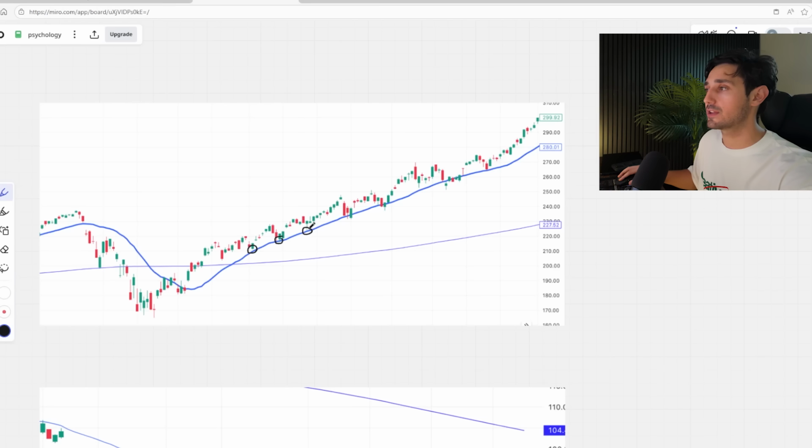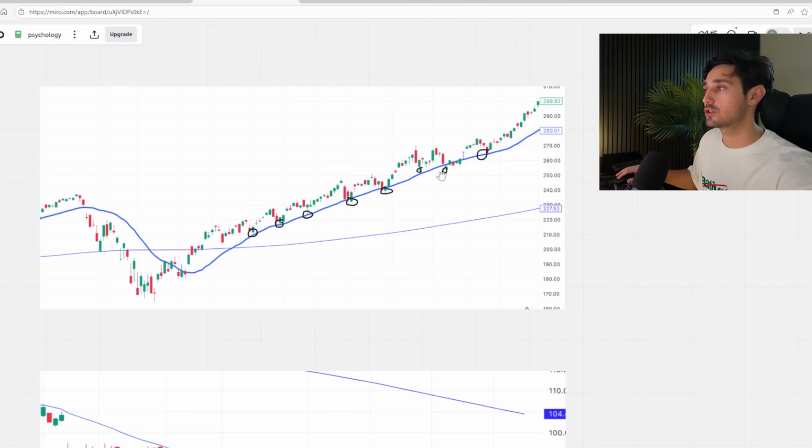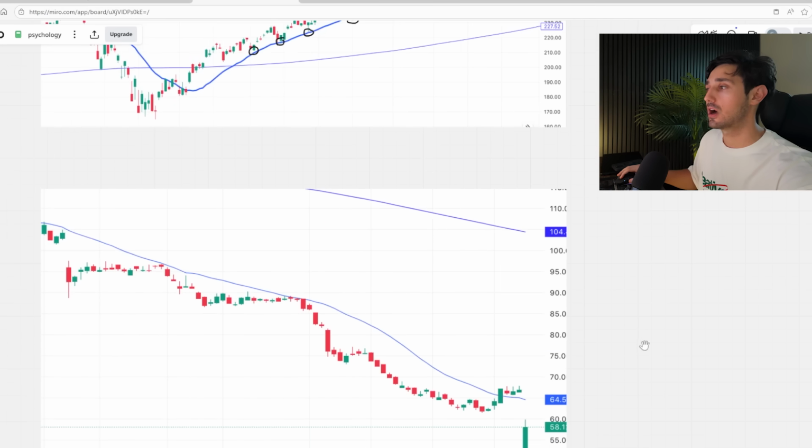Prices are using the 20 MA almost as support, where whenever we retrace or whenever we consolidate into that 20 MA, we bounce and we continue the uptrend. This is exactly what I am looking for. Rising 20 MA with an established uptrend.